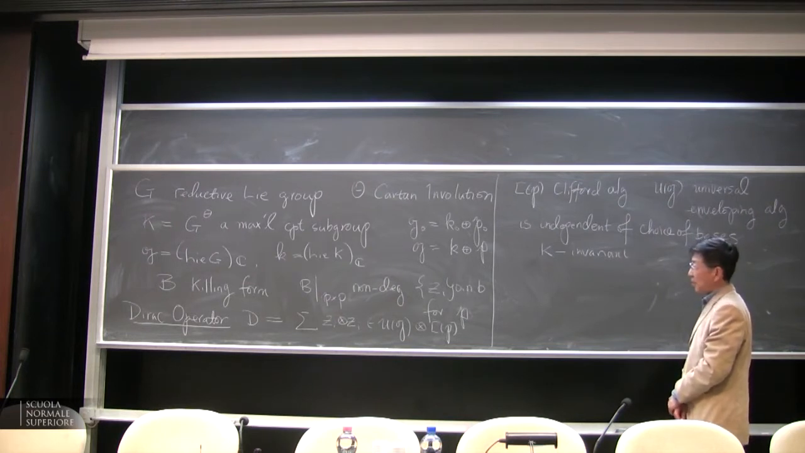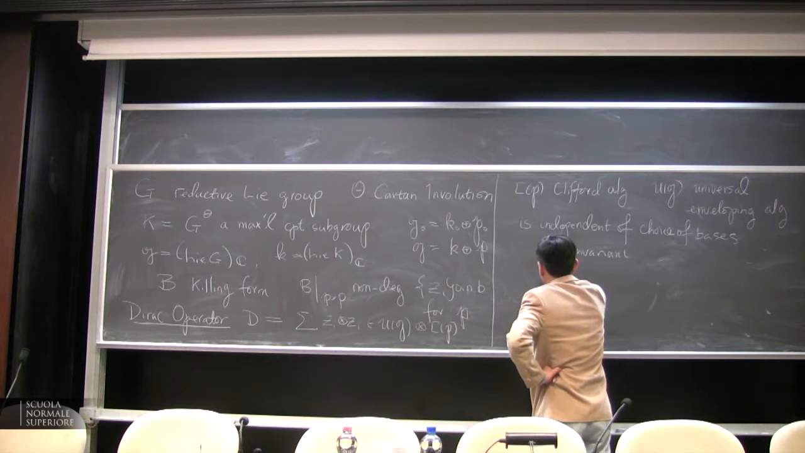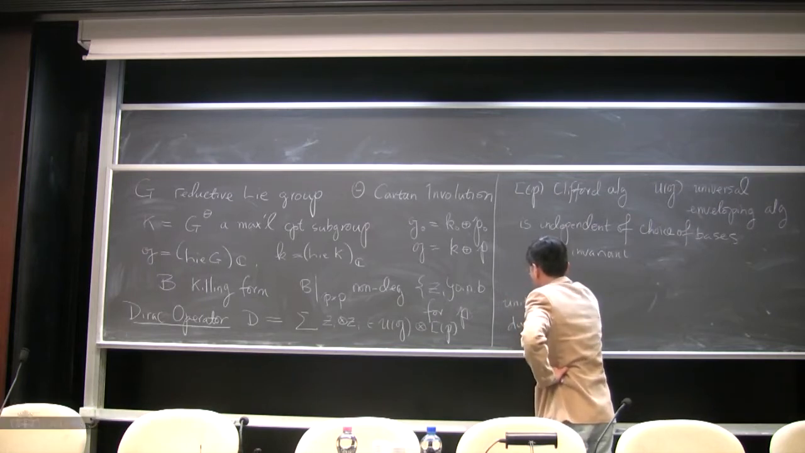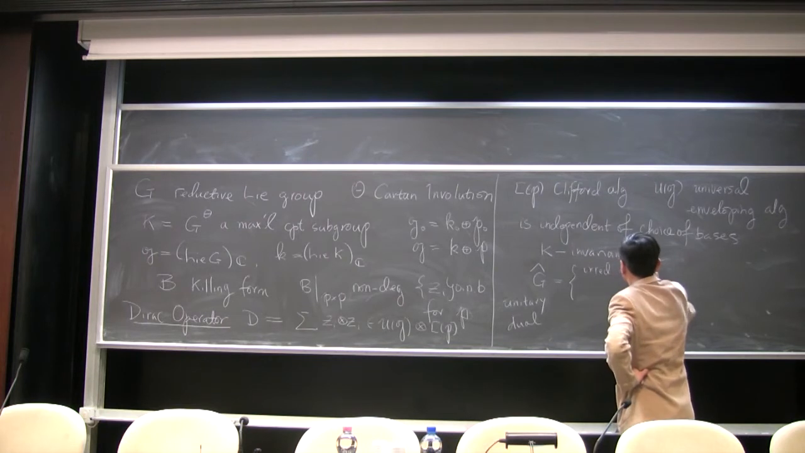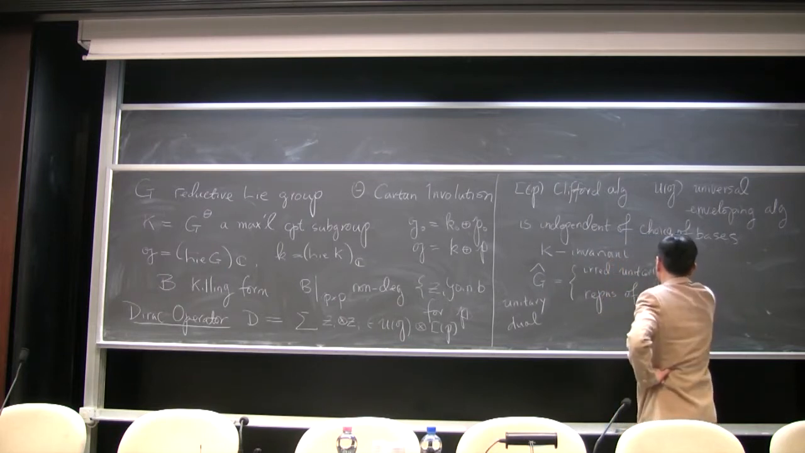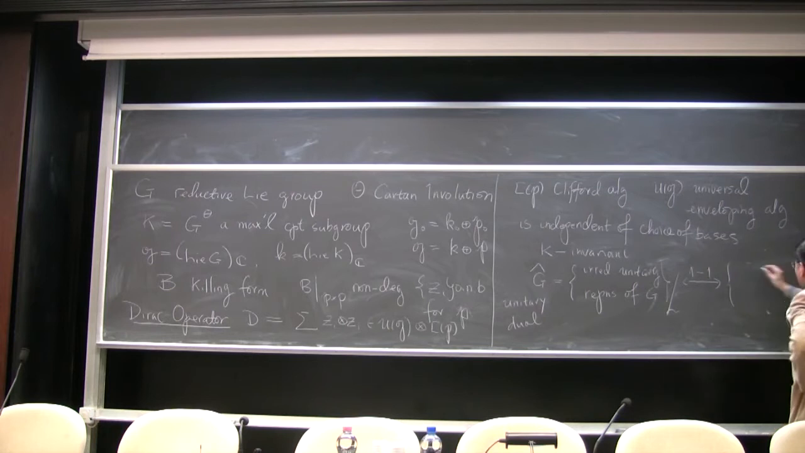So why do we care about this? The reason for that is the following. We write G hat for the so-called unitary dual. That is the equivalence classes of irreducible unitary representations of G, up to equivalence. This is a one-to-one correspondence to the simple (g,K) modules, also with a unitary structure, also up to equivalence.